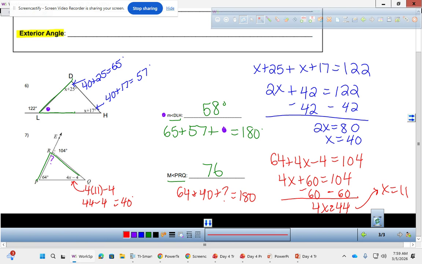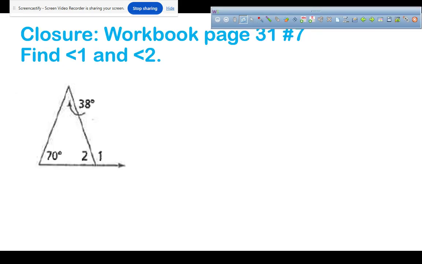All right? So the last thing I'm going to have you do today is just try one full example problem on your own. It doesn't involve a lot of X algebra. You're just solving, okay? So I am looking for you to do workbook page 31.